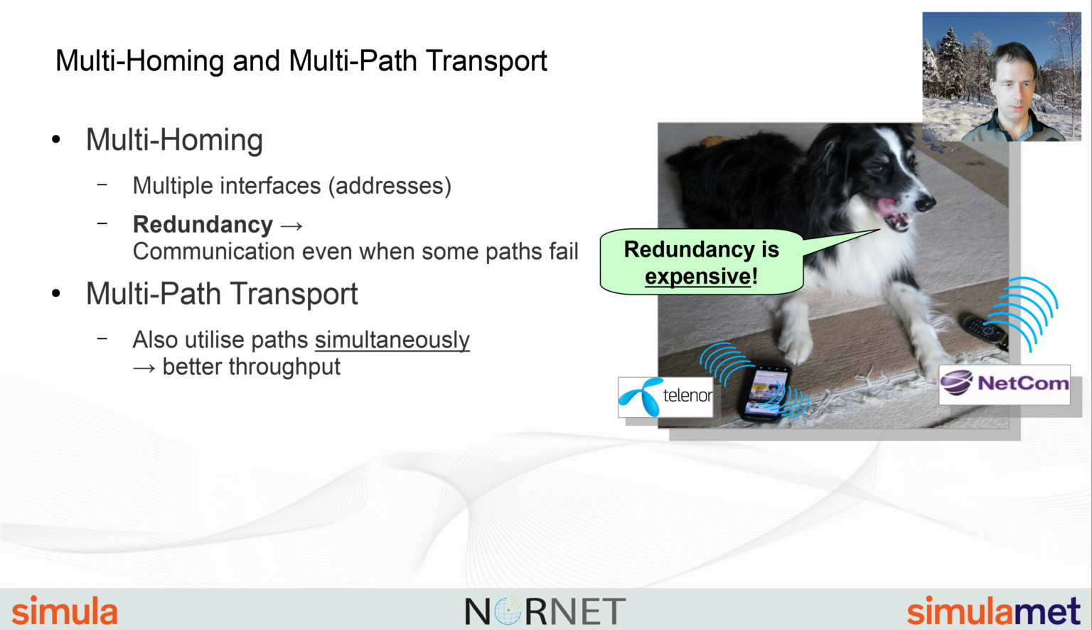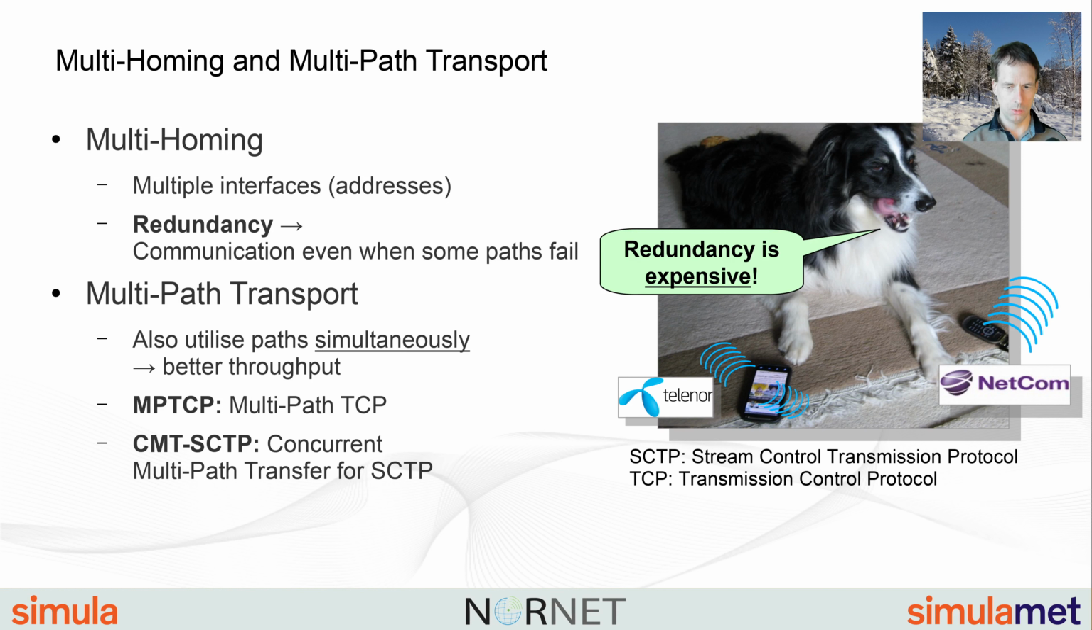Well, of course there could be a benefit if you use multipath transport. That is, if you have two internet connections, by using them both simultaneously, you have at least higher download speed. This is nice, yes. So with TCP you cannot do this. TCP establishes a connection between two IP addresses. But with an extension, Multipath TCP, you can. You get support for multi-homing as well as multipath transport. Or if you are using the Stream Control Transmission Protocol, SCTP, you can use the extension Concurrent Multipath Transfer for SCTP. So in both cases you get multipath transport.